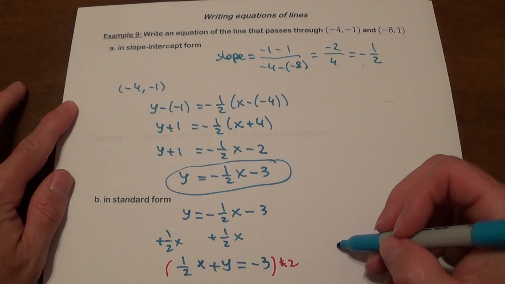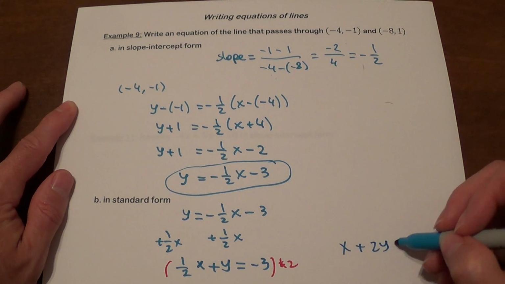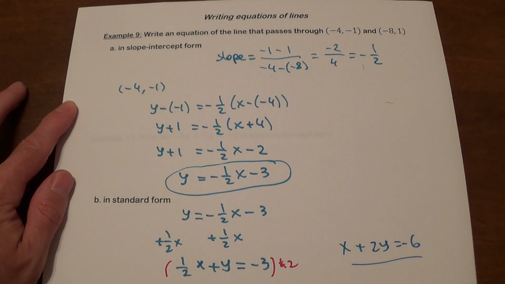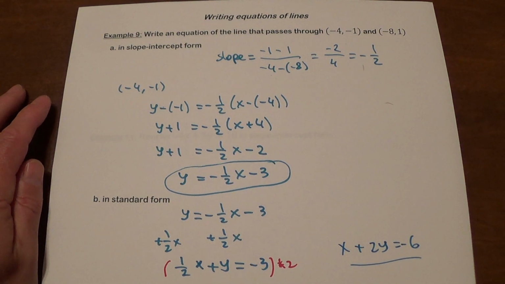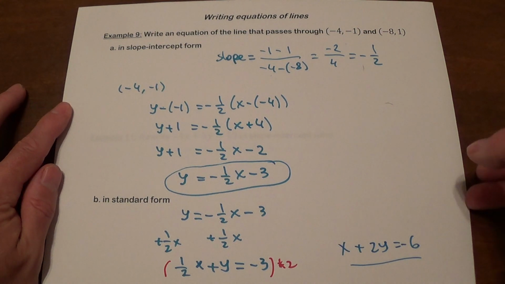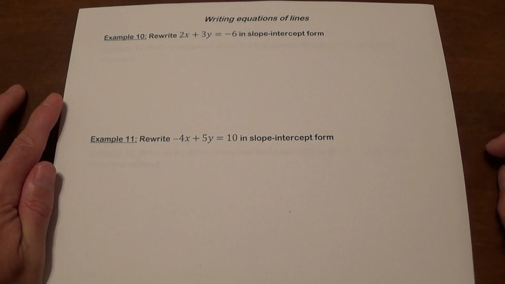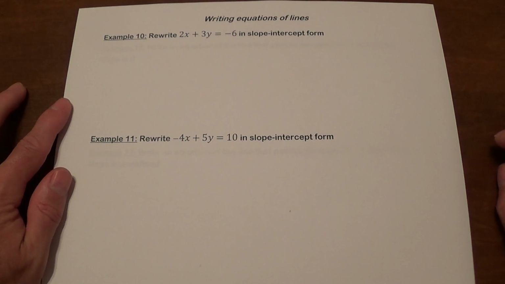So 1/2 x times 2 gives you x. 2 times y is 2y and equals -6. This is a possible equation, but again, remember, standard forms, there are a multitude of them. There's no one correct answer for standard form. Alright, we're going to rewrite now equations that are given in standard form into slope-intercept form.